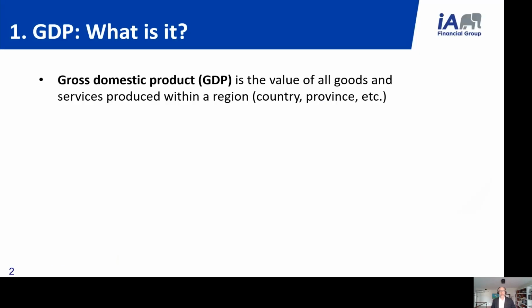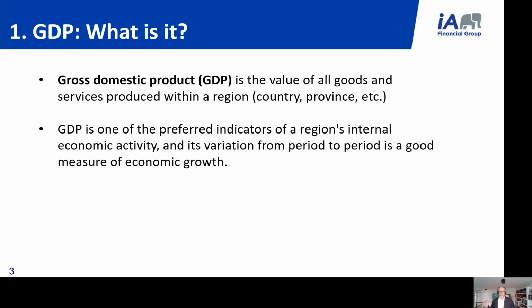So let's get going. What is GDP? That is the value of all the goods and services that are produced within a region. So you have the GDP for a country, GDP for provinces, etc. And this is usually the preferred indicator of a region's internal economic activity. We also like to look at the strength of the labor market, but typically everyone agrees that the variation of GDP from one period to another is a good or even the best measure of economic growth.